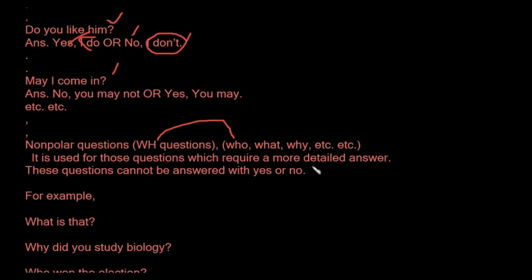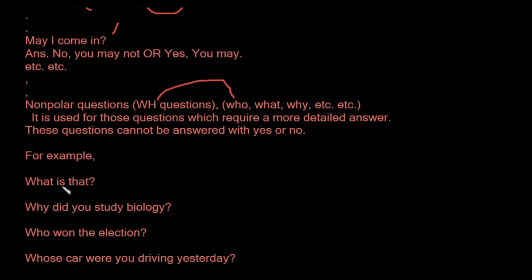So why do we use WH questions? Because we want to know more about something else. We want a detailed answer about something or someone. So that's why we use the WH questions. This question cannot be answered with yes or no, obviously. For example, we have: what is that? So what is that means I'm asking someone what is that, and I'm expecting a detailed answer about that. It depends on the second person what answer they are going to give me, but it will be a detailed answer.